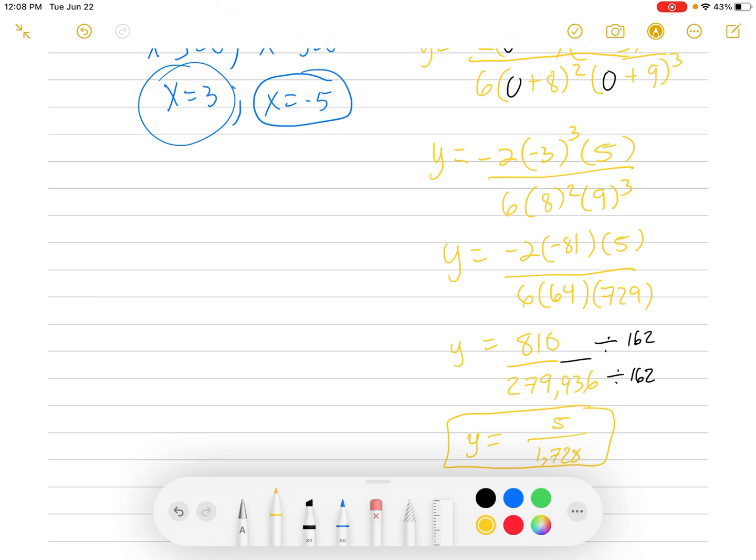There's analyzing a rational function. So our next section that we're going to do is section 4.3. We'll actually learn how to graph these.